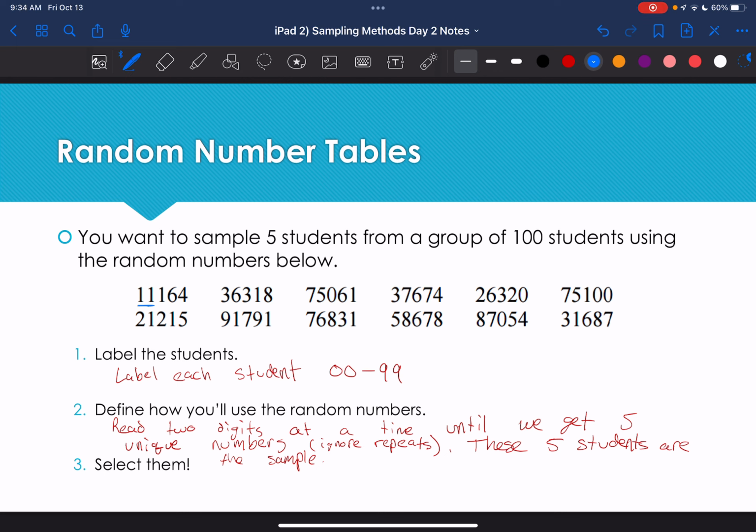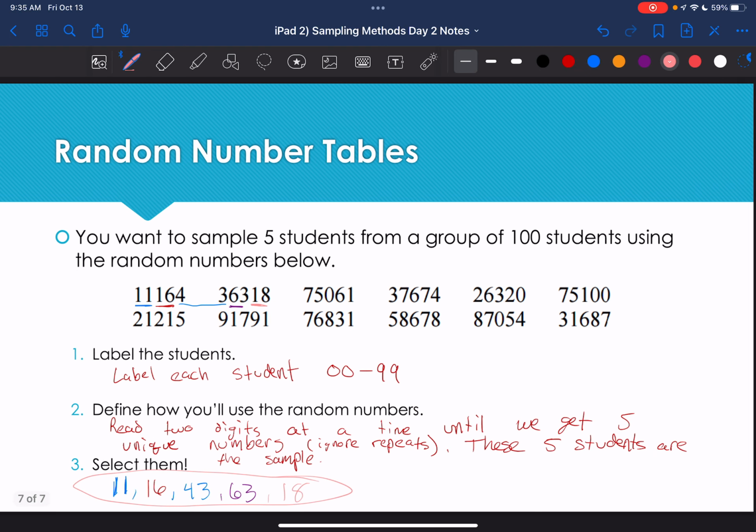11. 11 can be in my sample, that's fine. 16. That's okay, I can have 16. 43, I can cross that gap, that's okay. Like I said, they're just in sets of 5 so that I can see them easier. Okay, and then 63. And then 18. And I didn't get any repeats, so I'm good. That just is my sample. Student 11, student 16, 43, 63, and 18. And that's it. Bye.